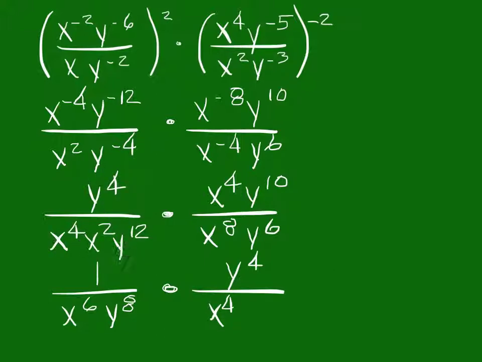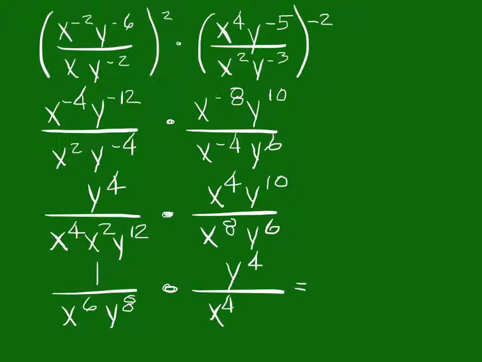One is over top the other. These are side by side. It's addition because you're multiplying. Over here, largest exponent is on the bottom. That's where the x goes. 8 minus 4 is 4. Largest one is on the top. That's why it stays there. 10 minus 6 is 4.